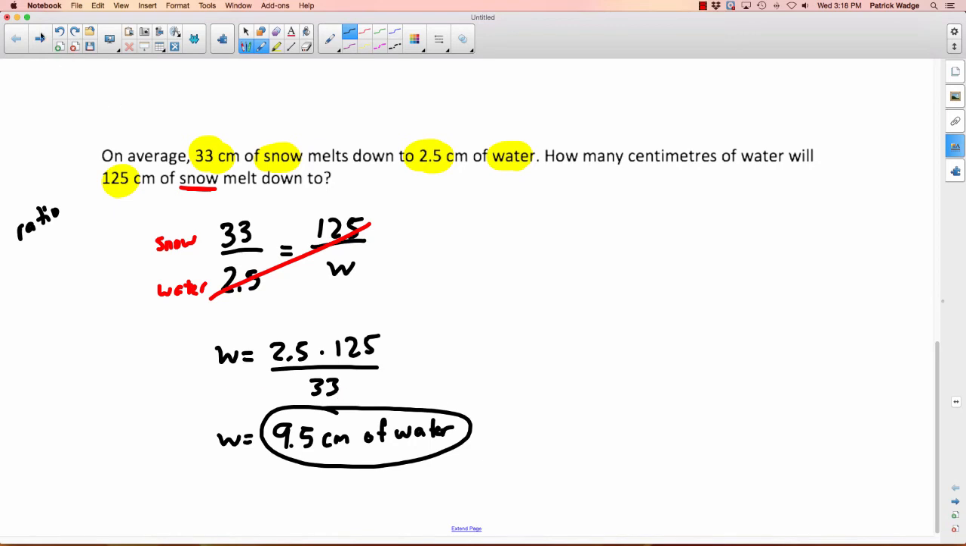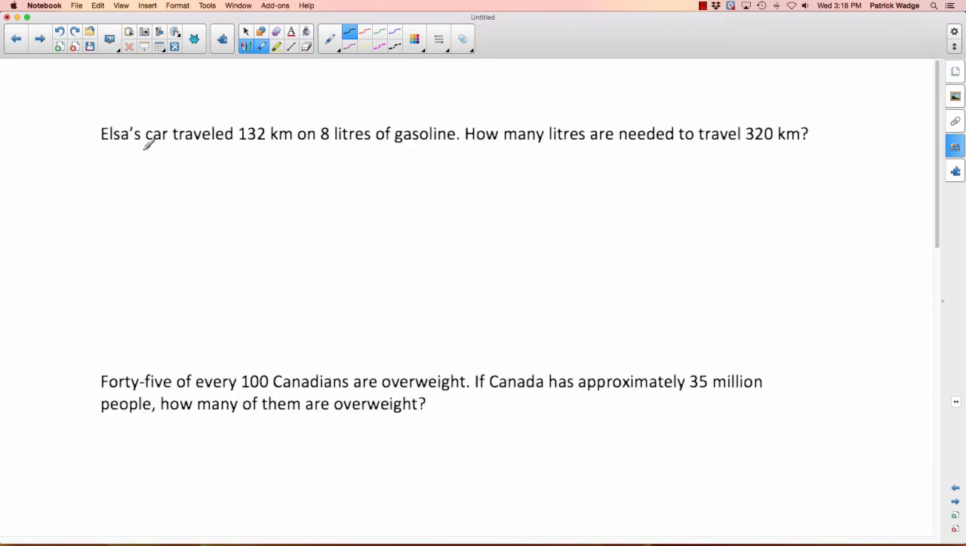Great job. Moving on. What we're going to do for all these, we're going to set up a proportion. Whoa, it's a terrible horizontal line. Elsa's car traveled 132 kilometers on 8 liters of gasoline. How many liters are needed to travel 320 kilometers?